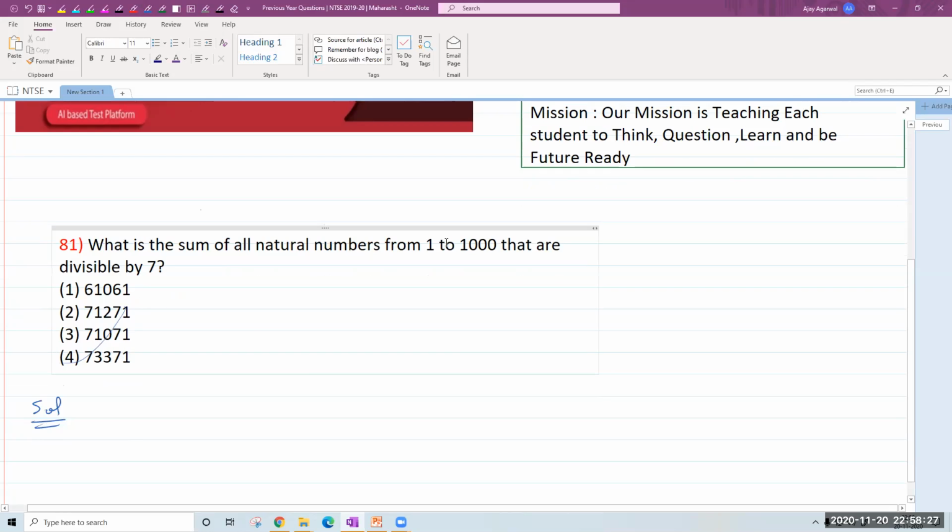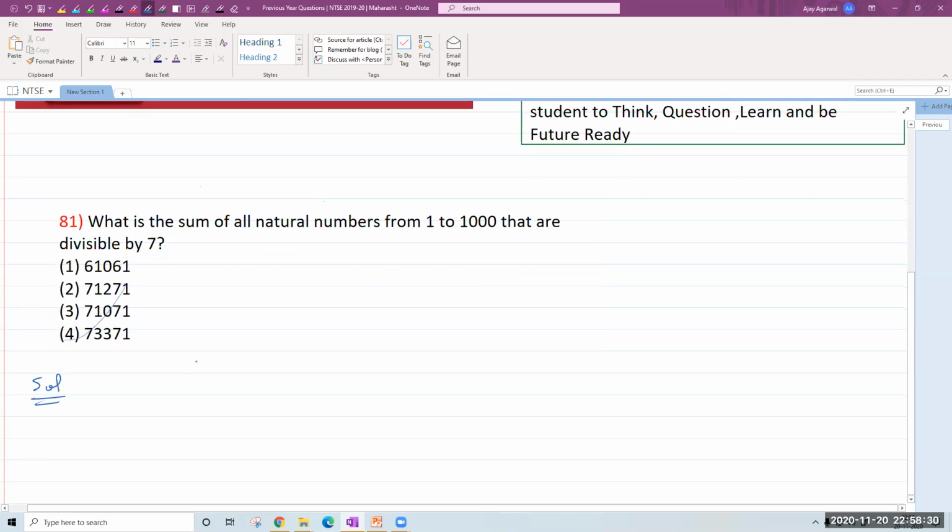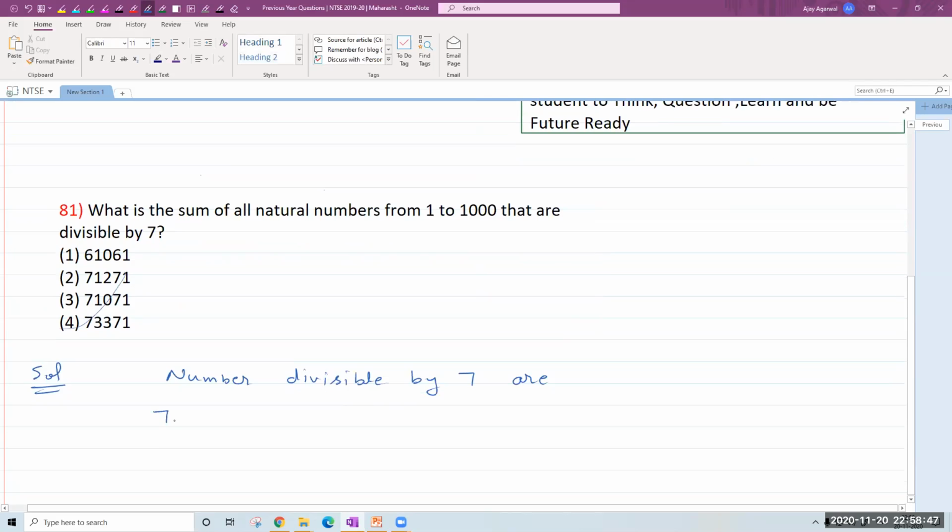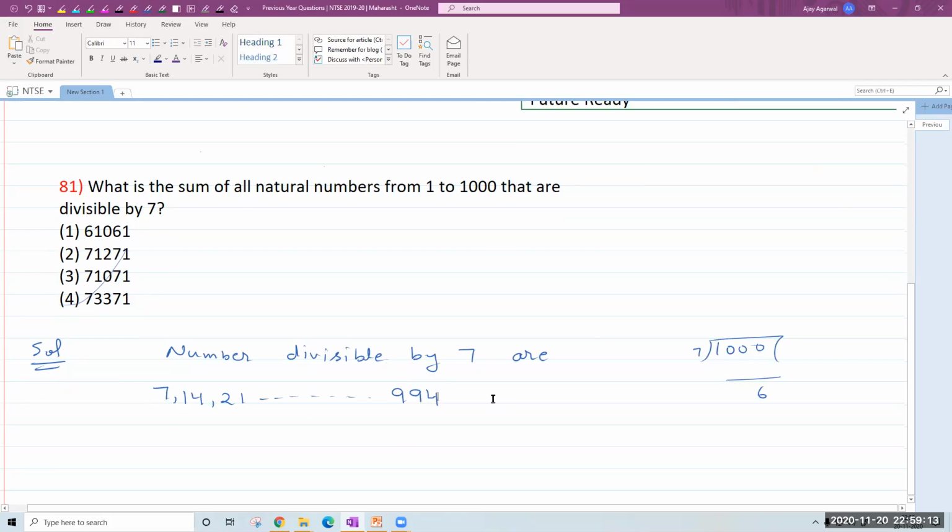The numbers start from 1 to 1000. The first number divisible by 7 will be 7. So the numbers will be 7, 14, 21 like that, and you need to go up to the last number near 1000. If you divide 1000 by 7, you will get 6 as remainder. That means the last number will be 994. And the interesting part of this question is that these numbers will be in an AP.